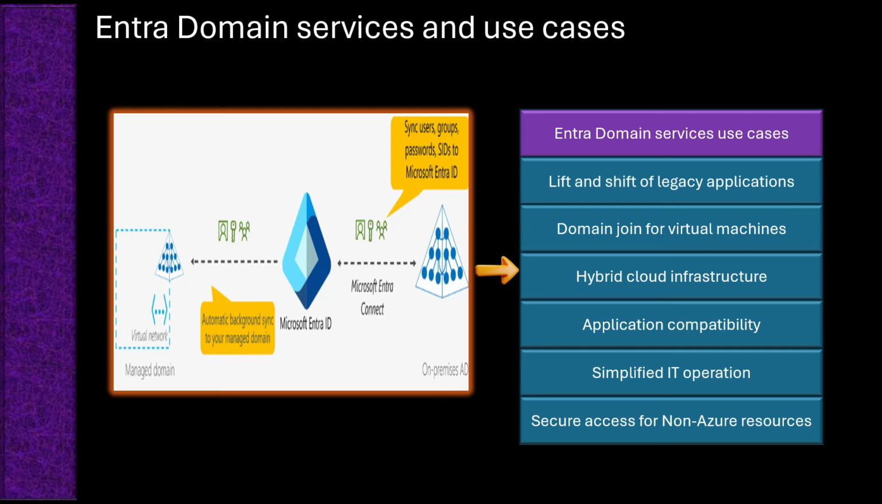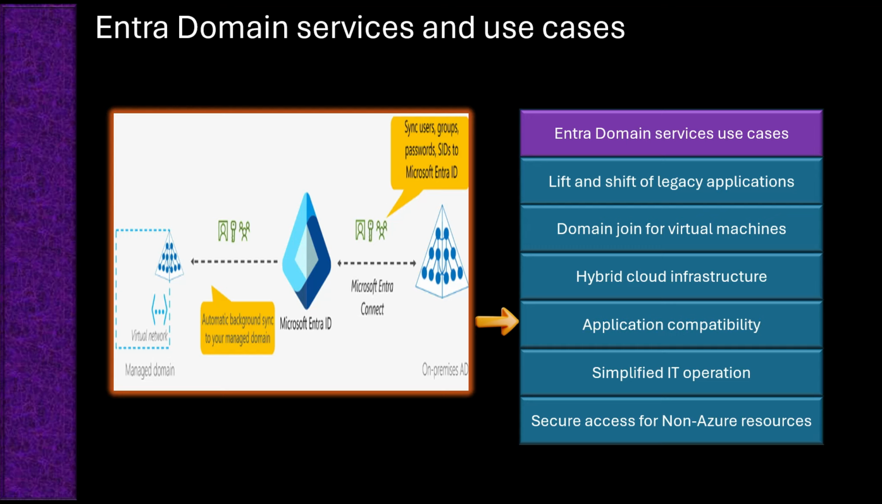Next one is hybrid cloud infrastructure. In hybrid environments where on-premises infrastructure is being integrated with cloud services, organizations may need domain services to bridge the gap between on-prem AD and Azure. Microsoft Entra Domain Services enables a consistent identity and access management experience, which allows organizations to manage users, policies, and access both in the cloud and on-premises without needing to extend or replicate on-prem AD infrastructure.